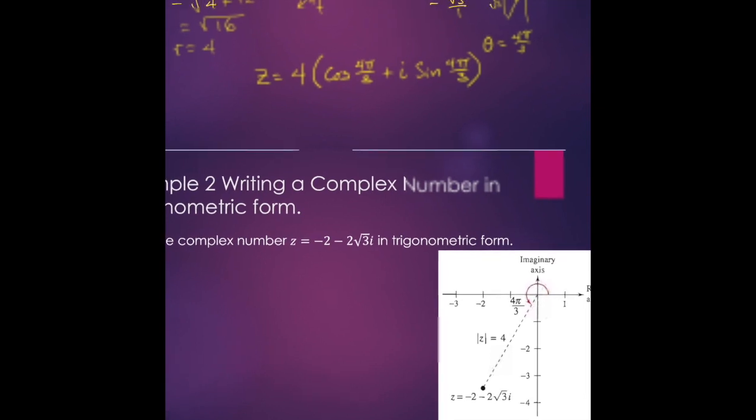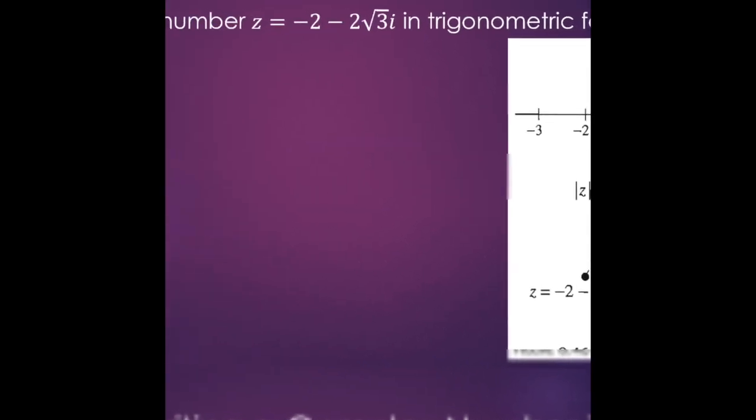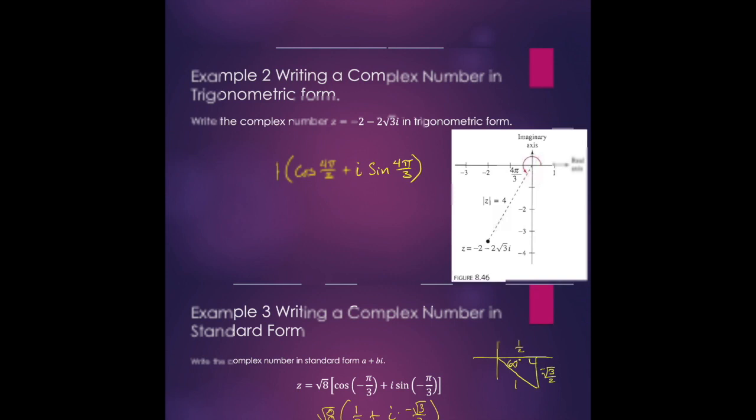So I'm going to take this down to where the book then has a copy of that picture that I just drew. There it is right there. And then I'll just paste the complex number written in trigonometric form.